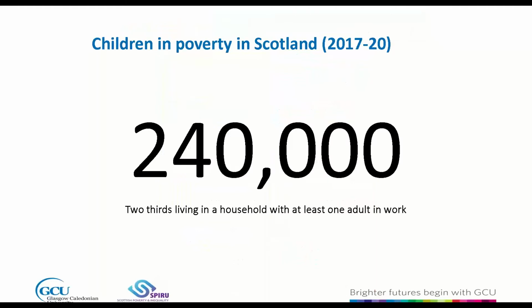So what the national data, the Scotland level data for Scotland as a whole, gives us is figures such as this. Big numbers, 240,000 children in Scotland, 2/3 living in a household with at least 1 adult in work. It gives us a sense of what the scale of the national challenge is. Let's move on to the next slide.